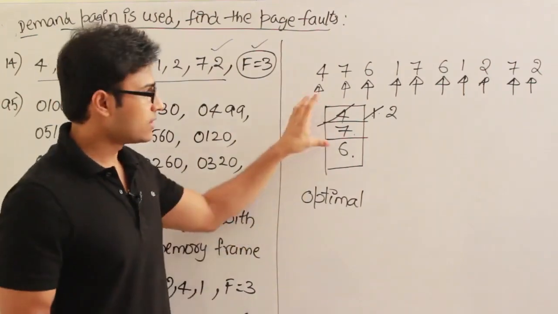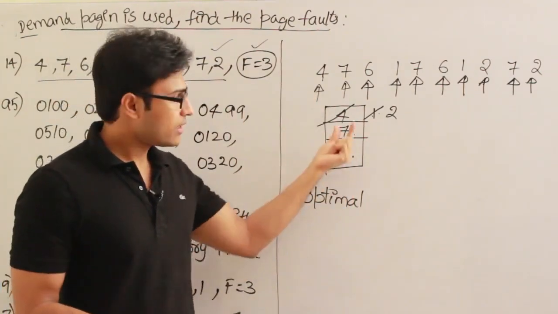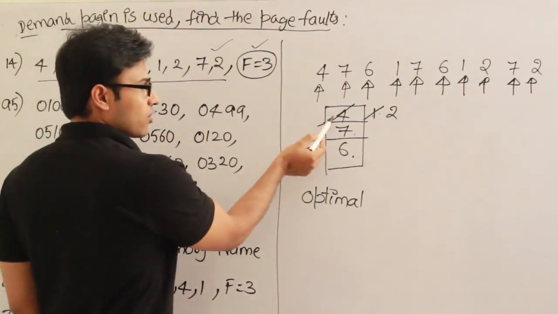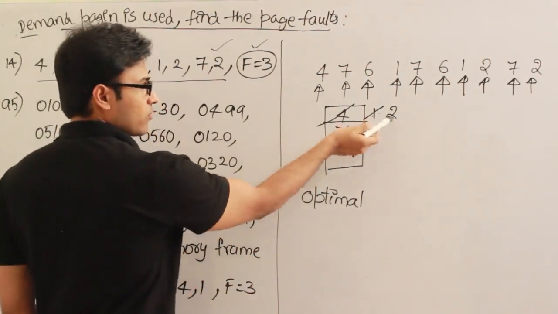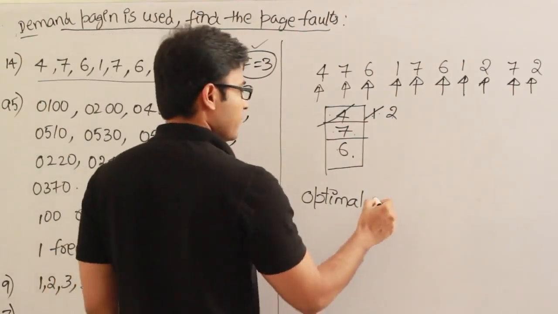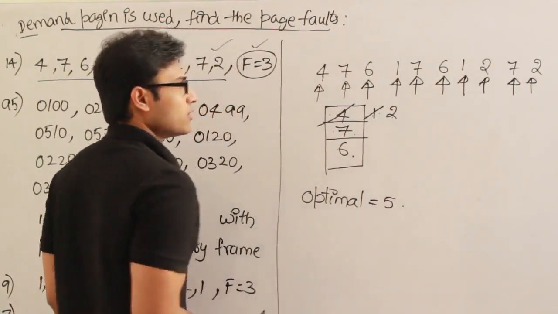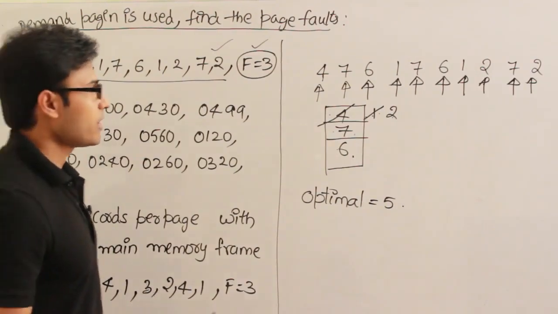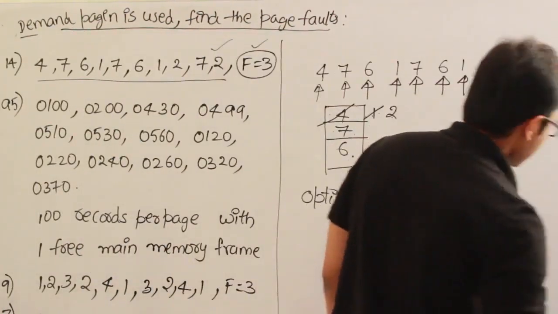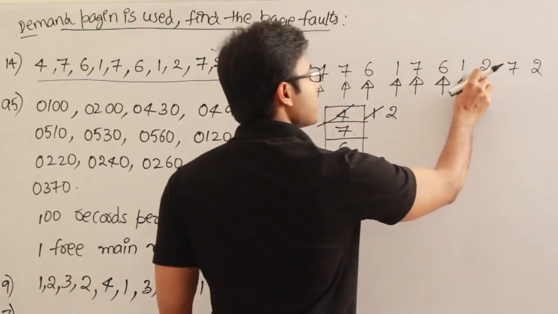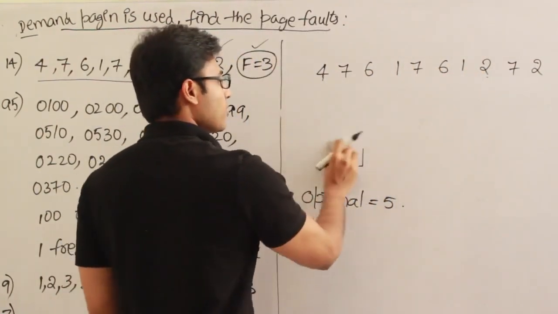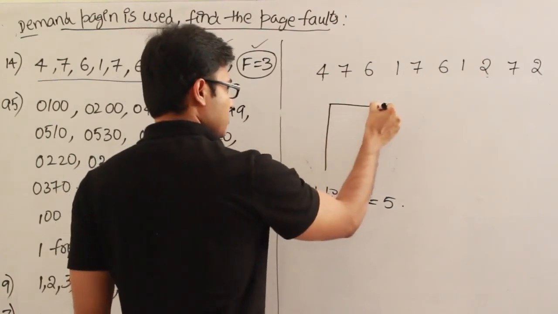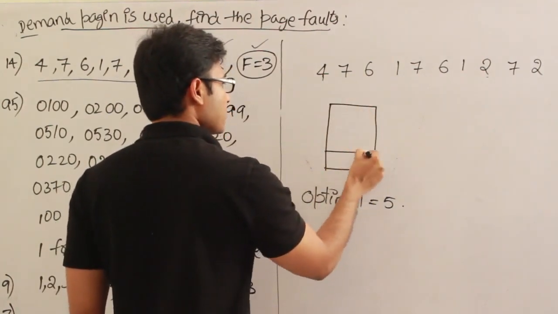The reason is initially these are not there, and the only way I get them here is by page fault, right? So look at this: 1, 2, 3, 4, 5, so page faults equal 5. In optimal, page faults equal 5 for this sequence. Got it? Now let's see what happens if I use LRU, least recently used, for the same reference string and for the same number of frames.